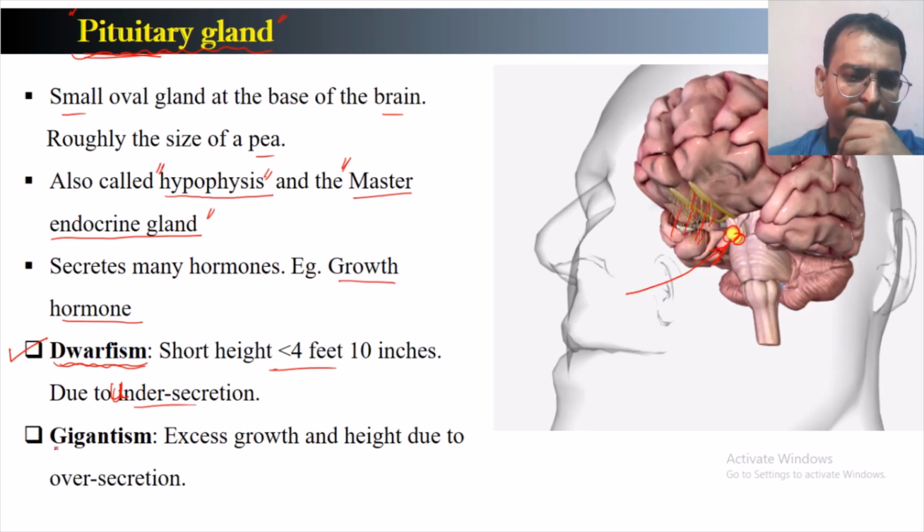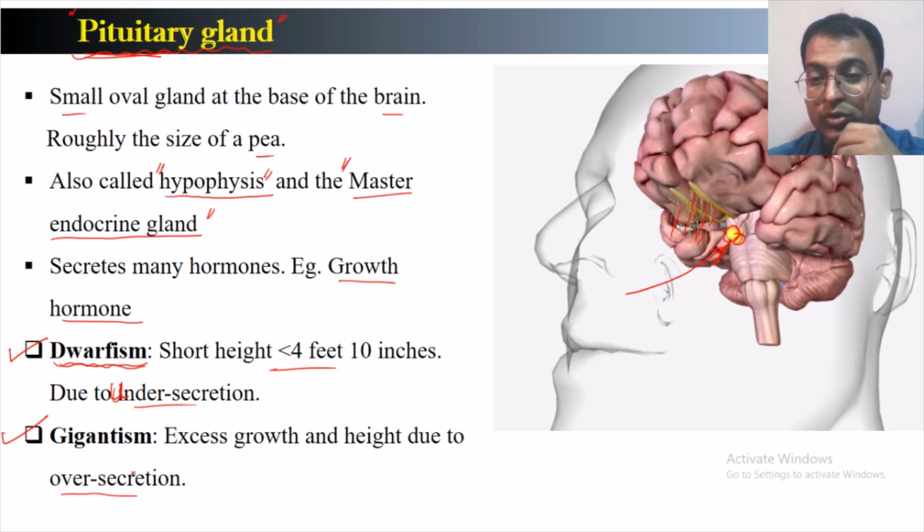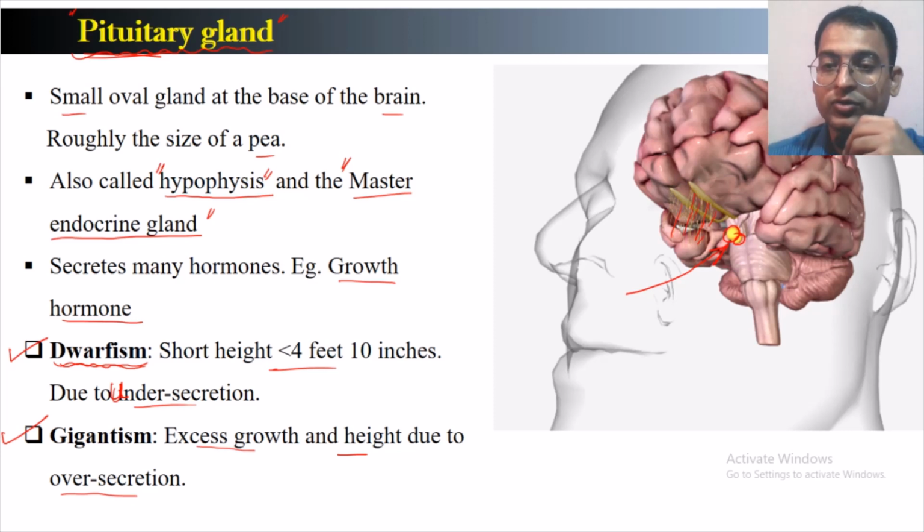They are very short. But if there is an excess over secretion of the growth hormone, then the person will experience a massive increase in growth and height. Overall the body mass increases a lot and the height also increases a lot. Then it results in the condition known as gigantism. So these are two disorders which result from the under secretion or over secretion of the growth hormone by the pituitary gland.